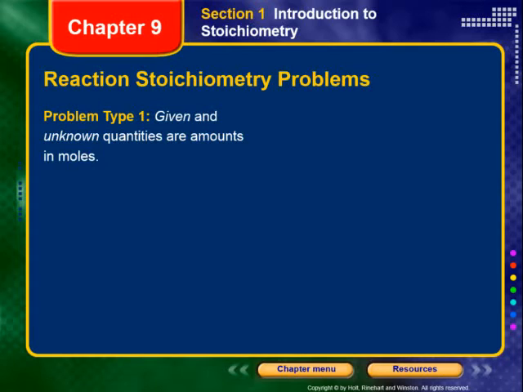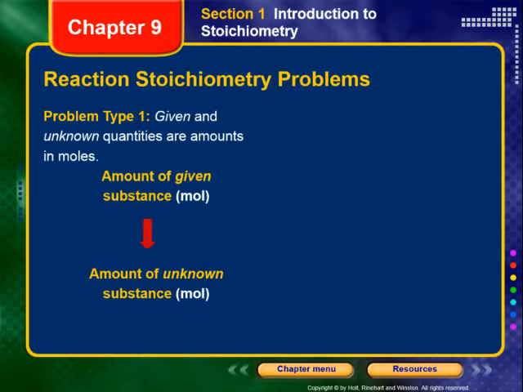All right, there are going to be some different types of problems that you're going to be asked to complete. One type of problem, the given and the unknown quantities, meaning what the problem gives you and what the problem wants you to solve for, are both in moles. They're both amounts of moles. That's one type of stoichiometric problem you'll have to do. And a little flow chart: we have the amount of the substance given in moles. You're going to convert that into the amount of the unknown substance in moles. Again, you're going from what's known, what the problem gives you, to what the question is asking for.